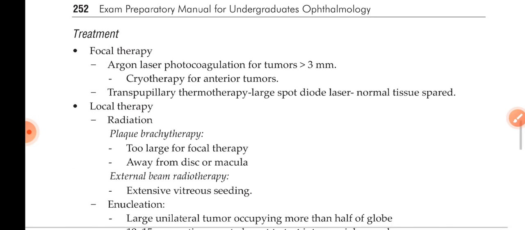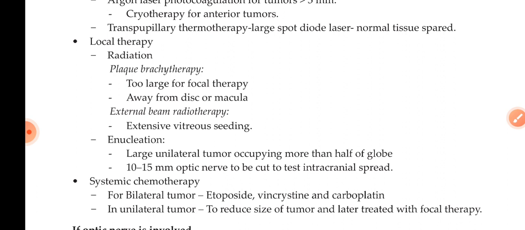Next, treatment modality of retinoblastoma. Treatment: focal therapy, argon laser photocoagulation for tumors greater than 3 mm, cryotherapy for anterior tumors, and transpupillary thermotherapy, large spot diode laser, normal tissue spared. Okay, transpupillary thermotherapy, either we will use laser, either we will use cold, either we will use heat. Okay, cold, heat, laser. Local therapy we will do radiation. Okay, plaque brachytherapy for tumors too large for focal therapy, away from disc or macula. Next we will use external beam radiotherapy for extensive vitreous seeding.